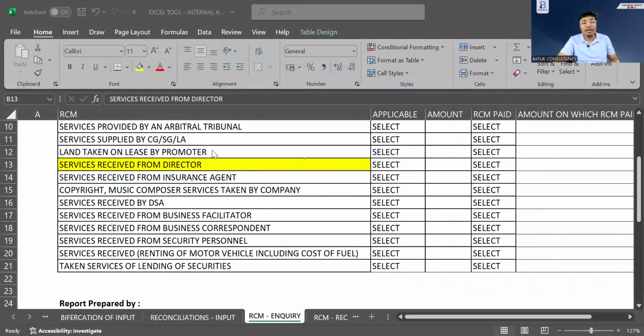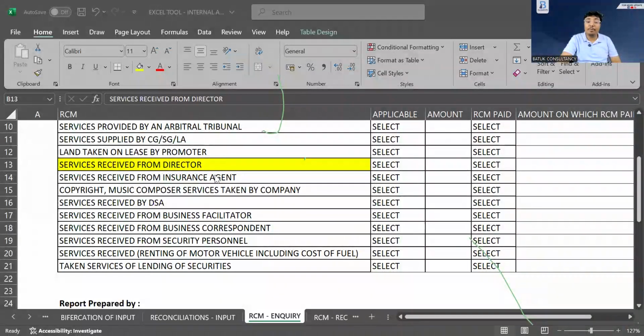Sir, land taken on lease by the promoter. Suppose the promoter has taken certain land on lease and the lease expenditure is booked in the books of accounts. Okay, you will find lease rental in the books of accounts. Then we just need to ensure whether RCM has been paid or not.